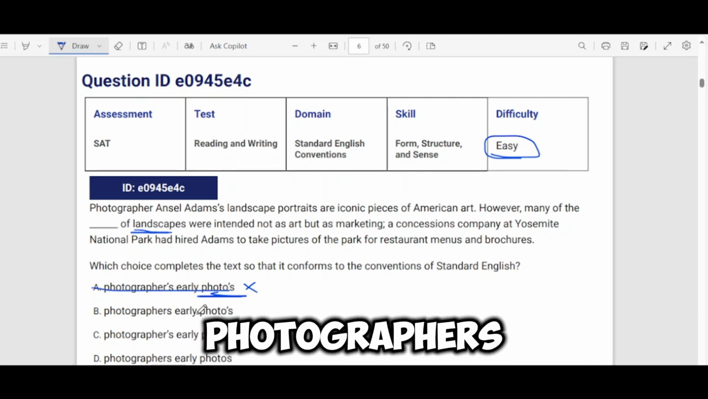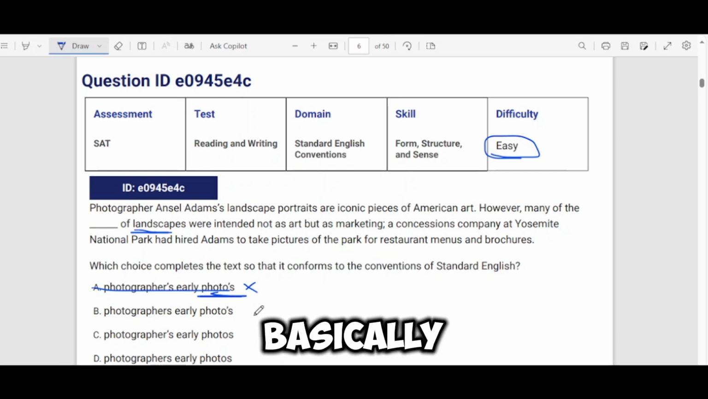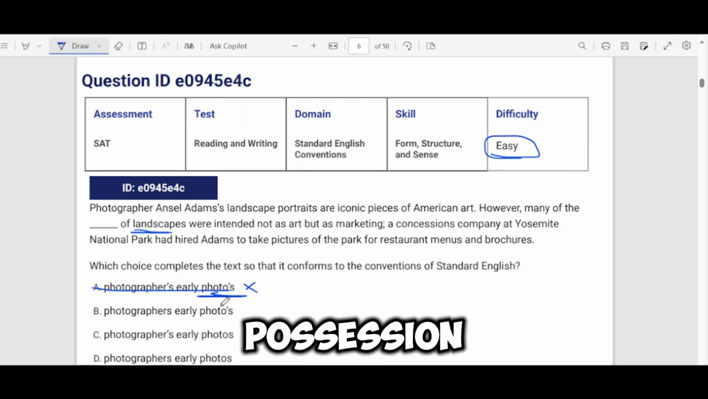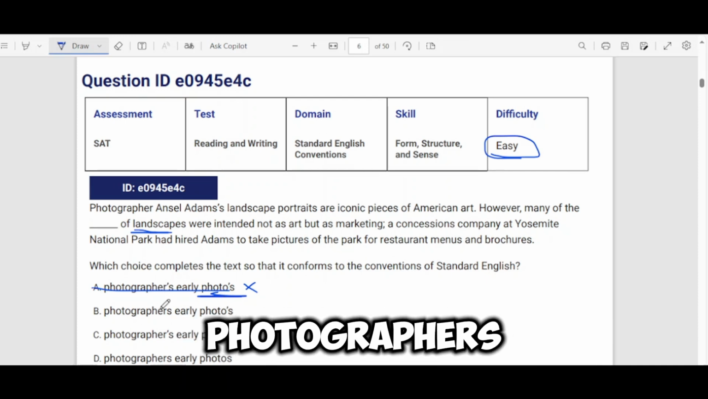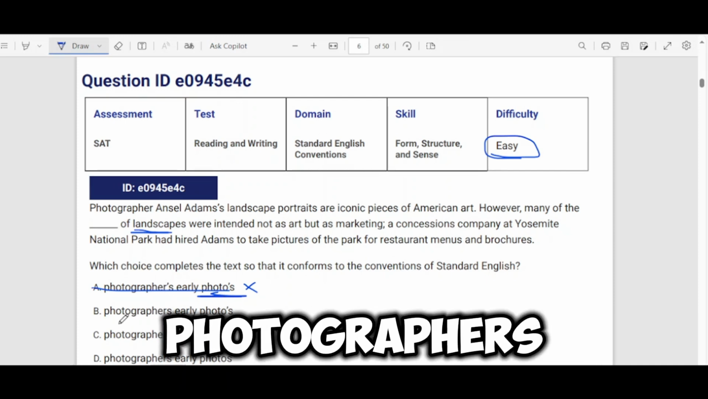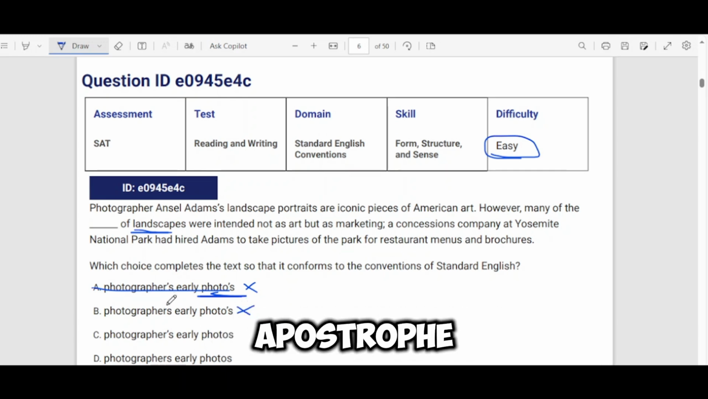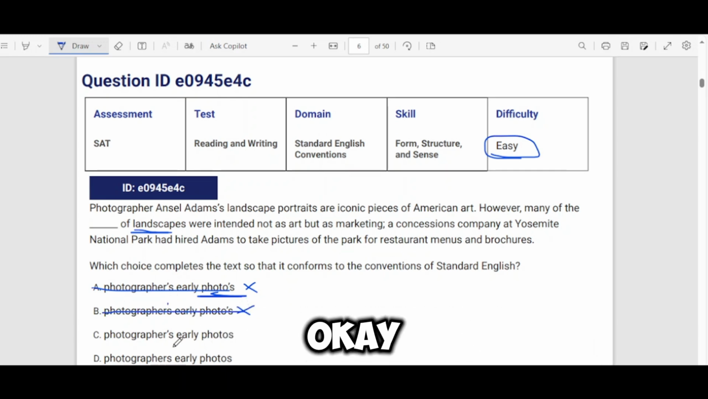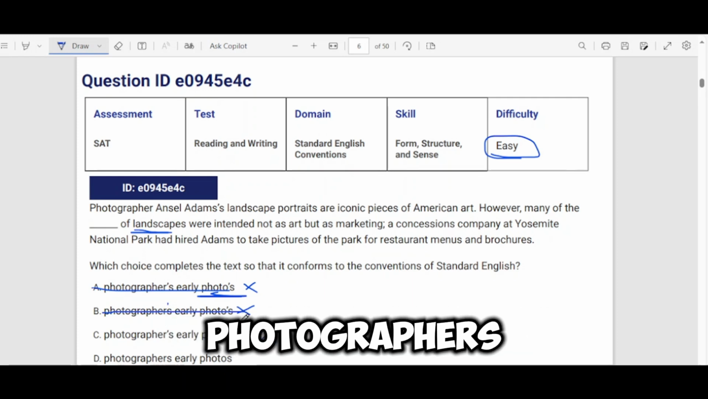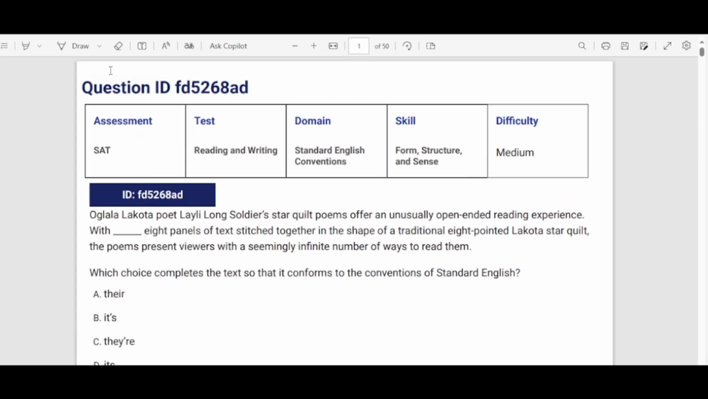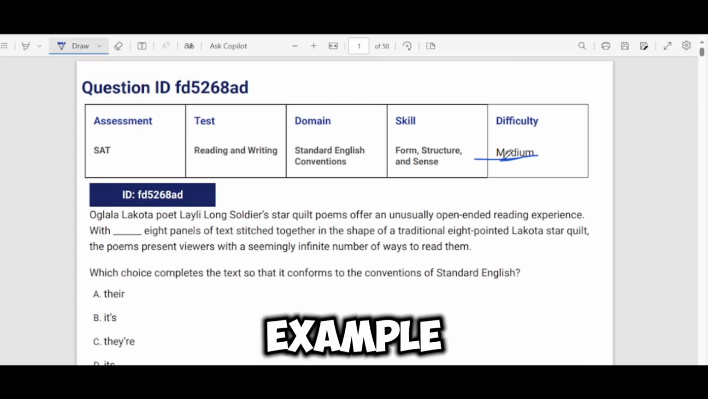Okay, photographers early photos. Now, what are photos? Basically, photos are a thing of the photographers. So photographers is a possession. Photos and photographers are linked. All right, so photographers early photos, this is also wrong because we need an apostrophe here, not here. Okay, so photographers' early photos, this is correct because photographers is showing possession of the photos here. All right, this is correct. Alright guys, moving on to the next example here.